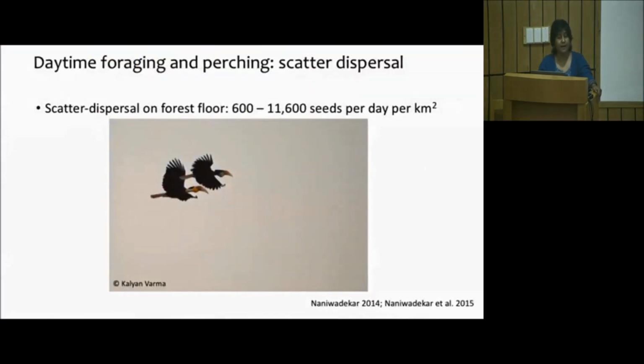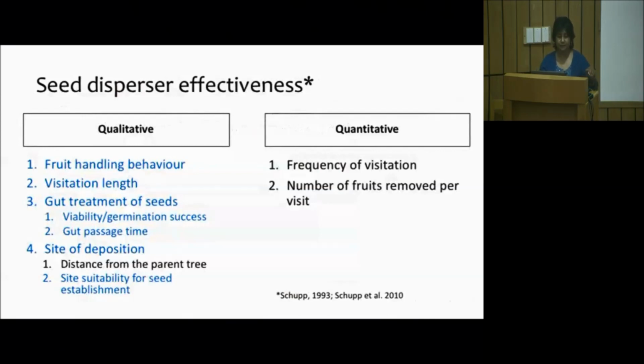Okay, but a subsequent study... in this study we had not looked at what happens when hornbills disperse seeds in the daytime during foraging. What are the deposition rates and all that? One of my PhD students, who is now my colleague, Rohit Naniwadekar, studied the scatter dispersal by hornbills in the Namdapha Tiger Reserve, and he found that hornbills disperse a huge number of seeds per day per square kilometer. I will not present the results of that work here.